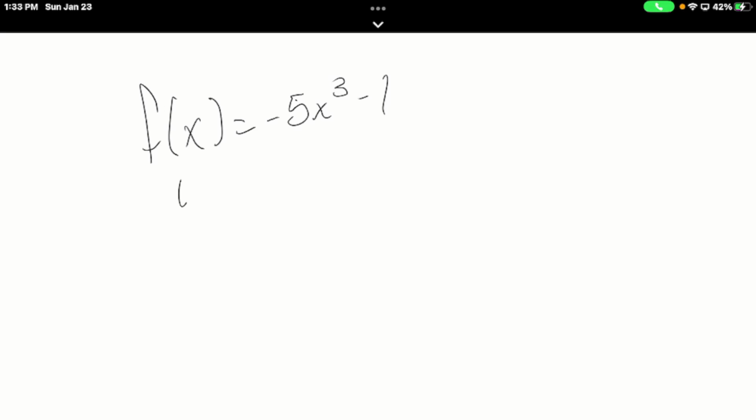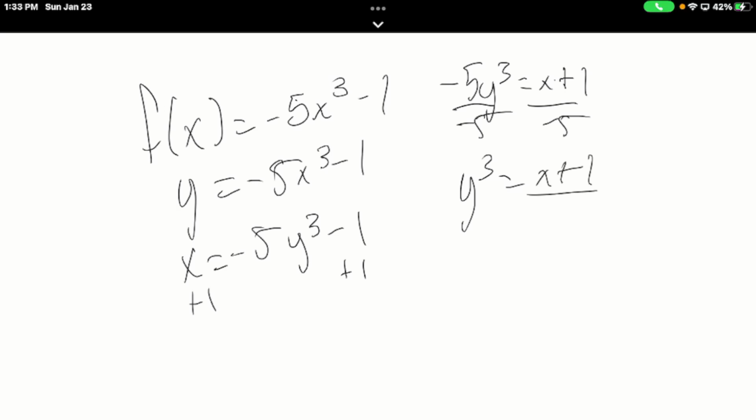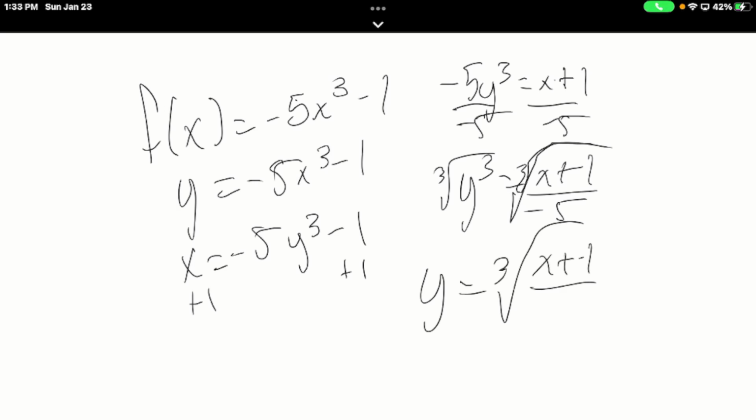Okay, so first step, make that a y. I'm going to flip x and y, solve for my new y. I'm going to go up top over here. So I'm going to add 1 to both sides. I get negative 5y cubed equals x plus 1. I'm going to divide by negative 5 on both sides. y cubed equals x plus 1 over negative 5. I'm going to cube root both sides. Okay, that cube root goes to the top and the bottom. So I'm left with y being the cube root of x plus 1 over, that's positive 1 over negative 5.